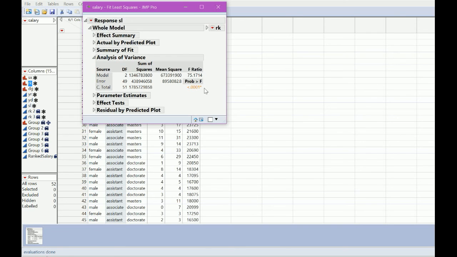So that's how you would do a one-way ANOVA by hand, and you can also do it by JMP. So once you get to this point, you can then write your conclusion. Because we have a p-value less than alpha of 0.05, we reject the null hypothesis that all group means are equal, or we can say there's sufficient evidence to indicate that at least one rank of faculty earns a different salary on average.